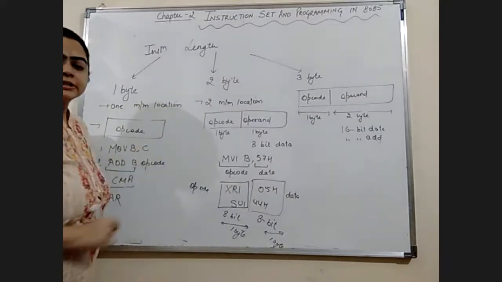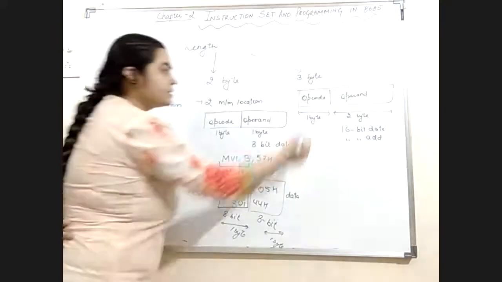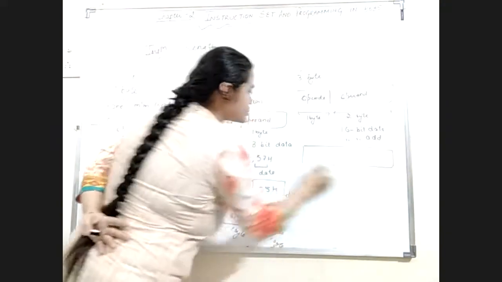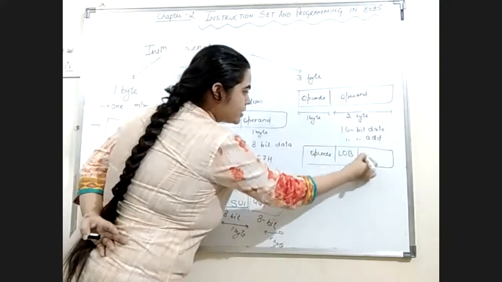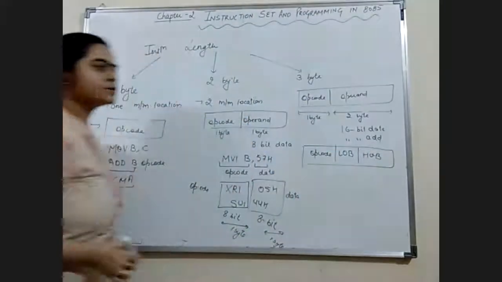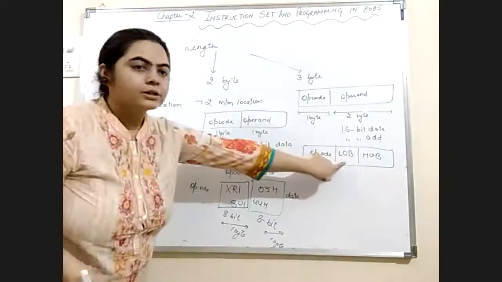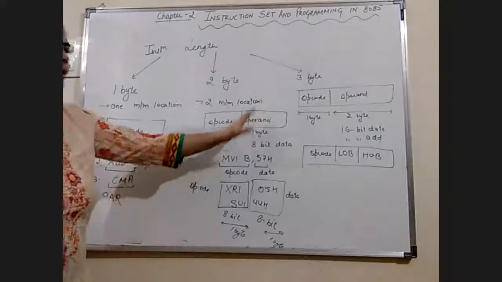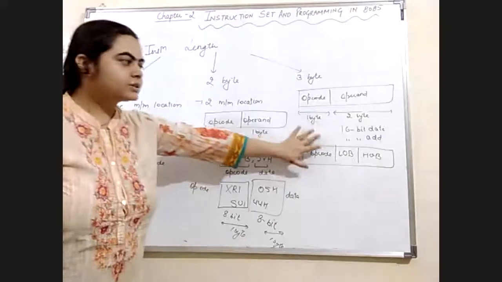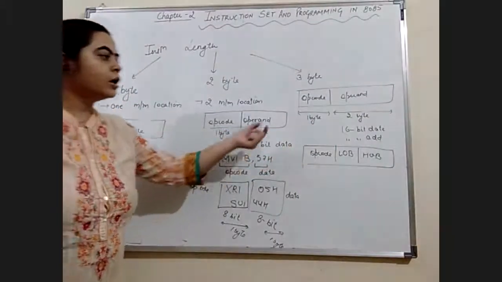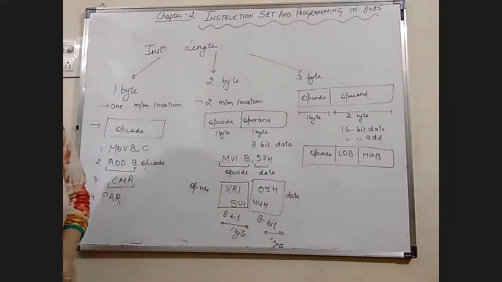In this case, the first location is used to store the opcode, and in the second location we store the lower order byte. The higher order byte is stored in the third location. So this is the opcode and this is the operand, and the operand is either 16-bit data or a 16-bit address. The lower order byte is stored in the second location and the higher order byte is stored in the third location.